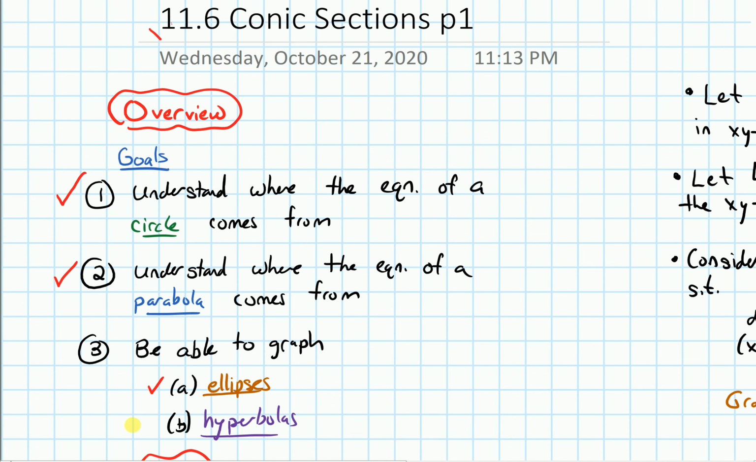So in terms of our goals for this section, we have now talked about hyperbolas, where they come from in terms of the geometry, in terms of distances, and done some examples to review how we graph them.